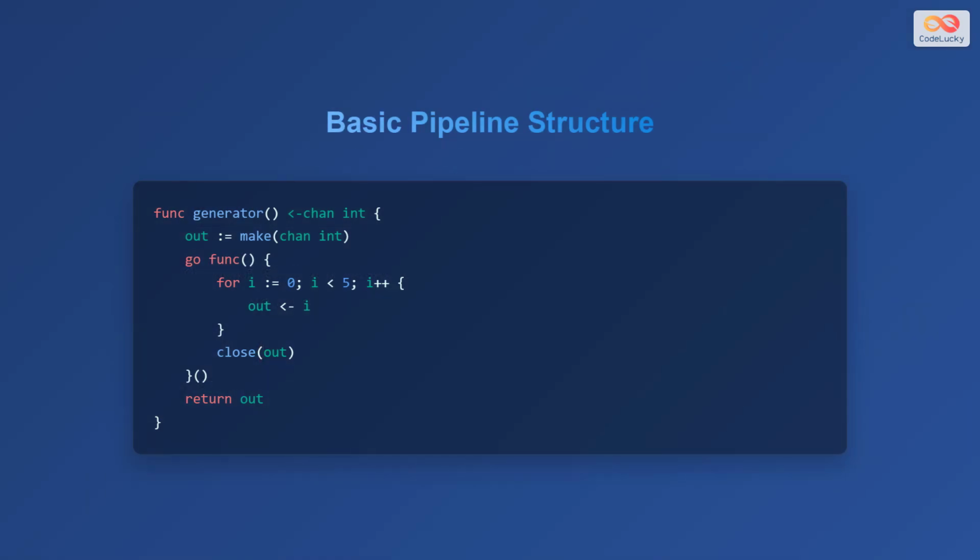Here's a basic example of a pipeline structure. We define a generator function that outputs data to a channel. Let's break down the code. The generator function creates a channel of integers. Inside a Go routine, it iterates from 0 to 4, sending each number to the output channel, and finally the channel is closed.